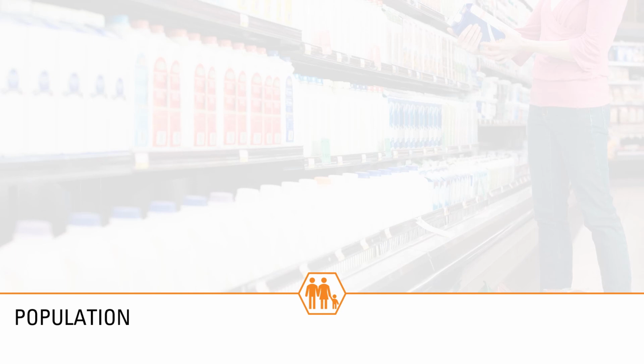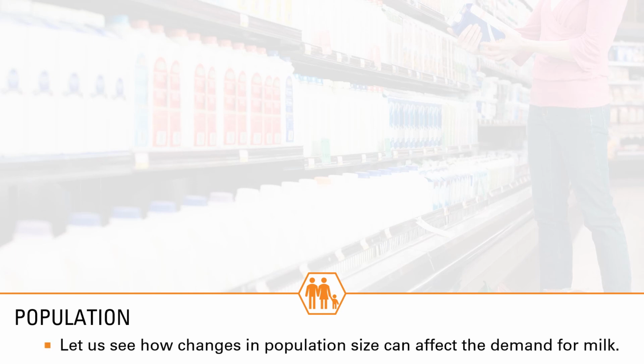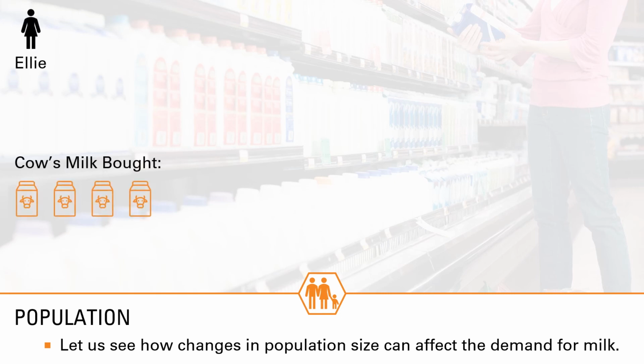Next, population. This is straightforward as well. Let's see how changes in the population size can affect the demand for milk. Again, we've got Ellie, and Ellie buys four jugs of cow's milk. However, if we add an extra friend, let's say Sarah, whom you've met before, she buys two more.